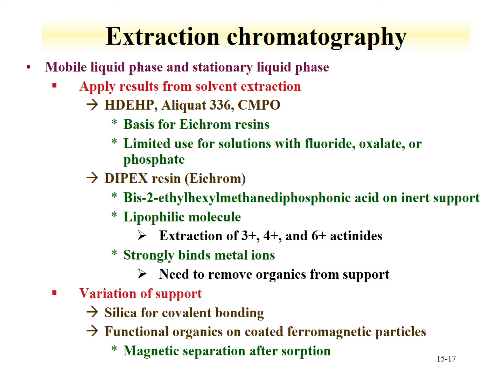There's also variations of support. The Eichrom resins are just hydrophobic interactions which keep the resins on the column. One can also covalently bond molecules to silica, and then some of these sites that it can be covalently bonded, you can coat the particles with ferromagnetic material to make them have ferromagnetic properties, so after separation you can use a magnetic field to separate the resins. You can pull out the resins from the solution, thereby separating out any extracted americium.